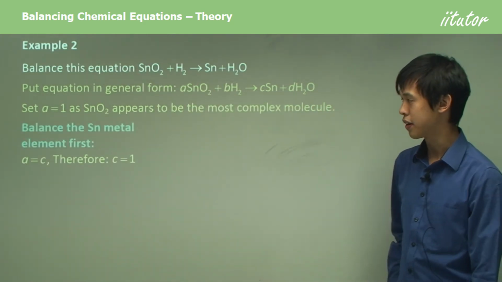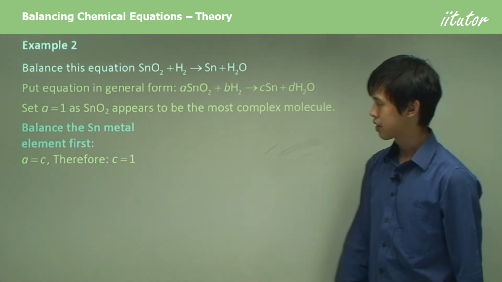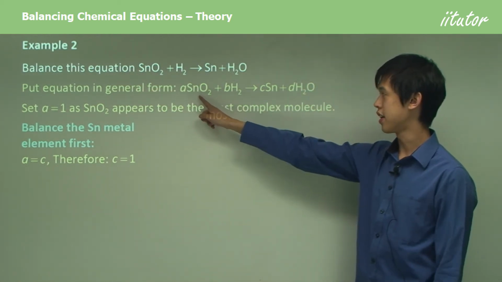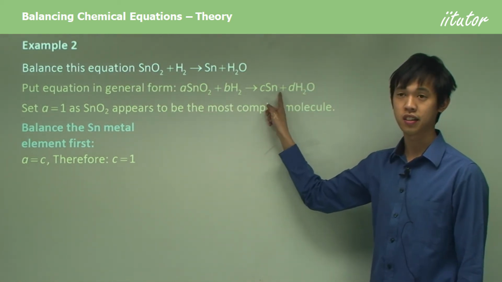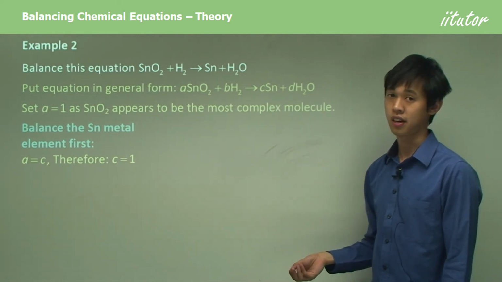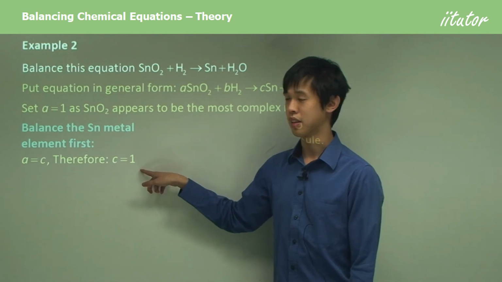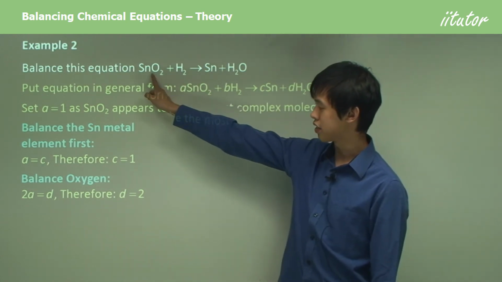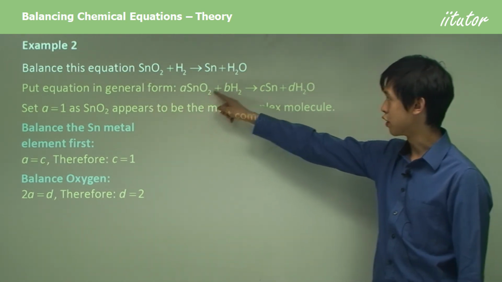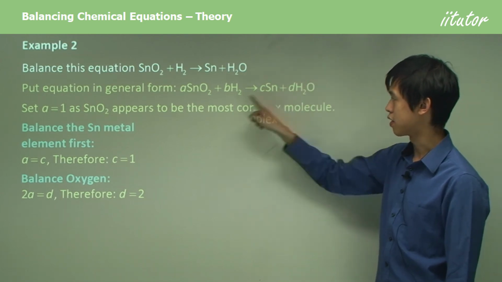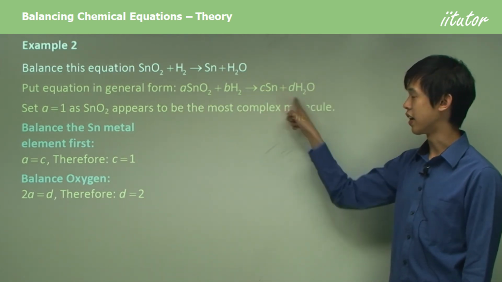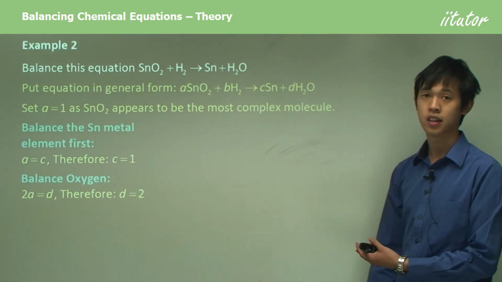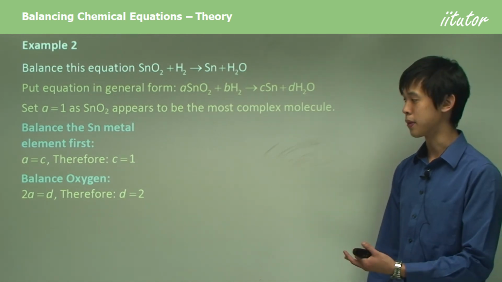So we balance the Sn metal first, the tin metal. If we have A numbers of Sn on this side, and we have C numbers of Sn on this side, we need to know that A equals C. So therefore C also equals 1, because we know A equals 1. We balance oxygen next. There are 2 oxygens on the left-hand side, so 2A on the left-hand side. There's D on the right-hand side. So to make sure that they balance, we need to say that 2A has to equal D. And we know that A is 1, so D must be 2.